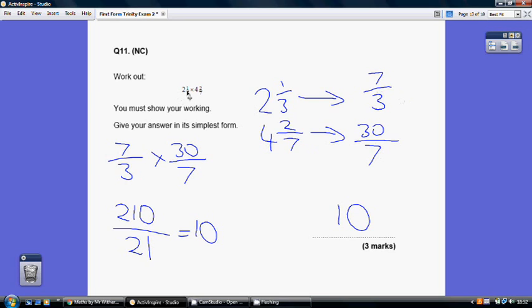So really, step one, you're just converting these two numbers into improper fractions, and then from then on it's dead easy. Because it's multiplying, you do top times top, 7 times 30 is 210, and bottom times bottom, 3 times 7 is 21. And 210 divided by 21 is exactly 10, so our answer is exactly 10. Now this is an important skill. You're going to have to do this on a non-calculator paper, so do practice these, please.